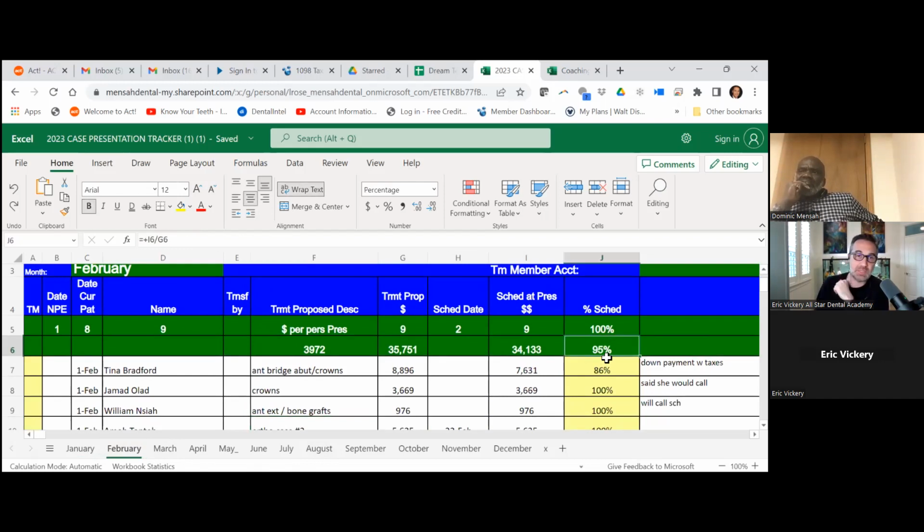Now let me give you another example. I'm okay with this because this amount is nice. This is a nice $4,000 amount, but a lot of times what I see is a very low amount here and a very high percentage of dollars scheduled. What that tells me is we played it too safe. We're just presenting little things for people to do, and everybody says yes. That's not going to grow the practice, and this amount's going to be too small.